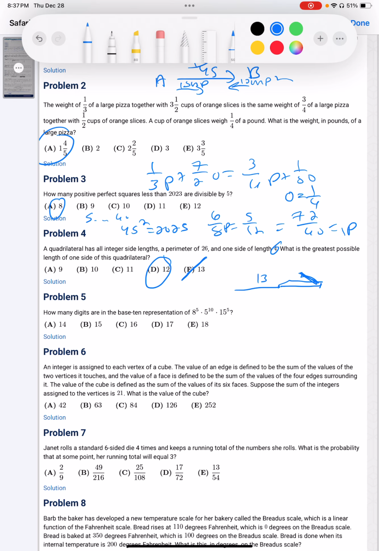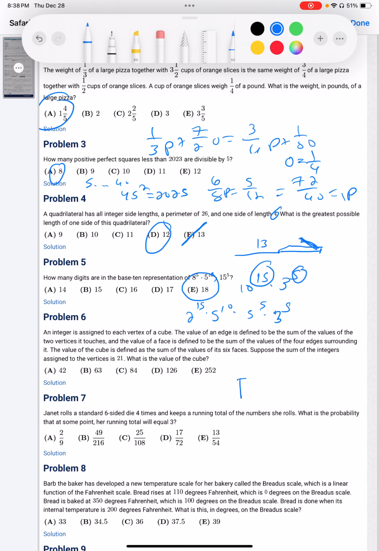We know 8 is 2 cubed. So we can do 15 times 5 fifths times 3 to the 5th. So it's basically just 10 to the 15th times 3 to the 5th, with those 15 zeros. And that's 3 digits, so it's going to be E.